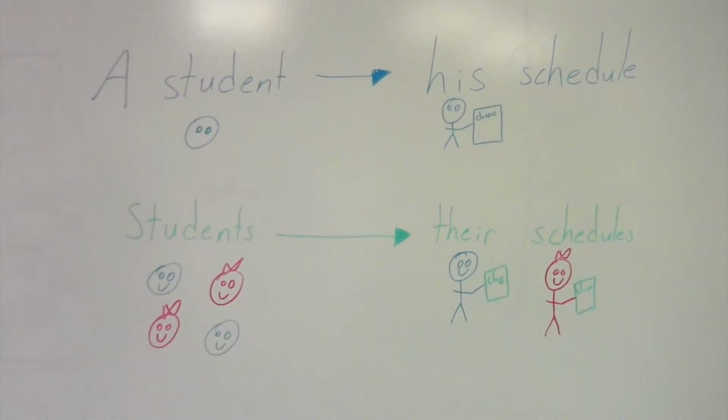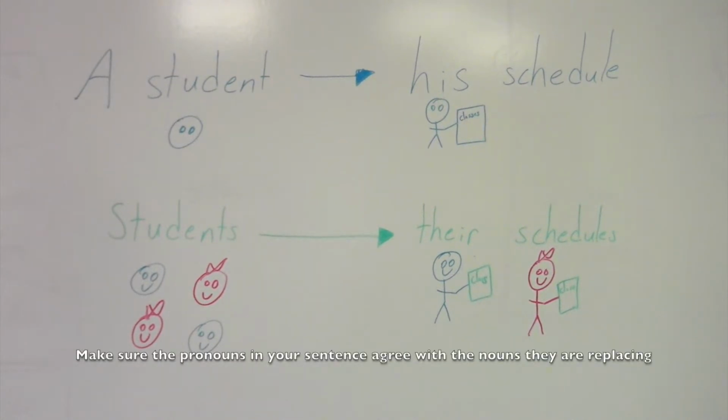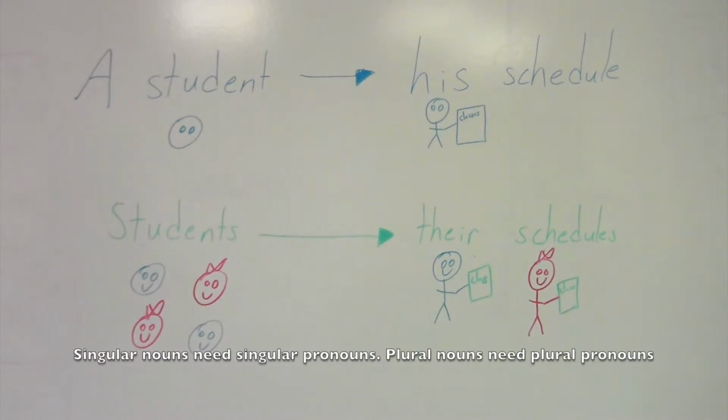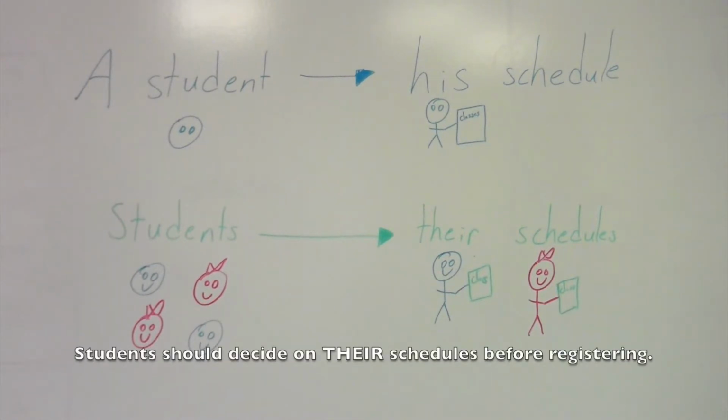When using a pronoun in place of a noun, the pronoun must agree with the plurality of the noun. So if the noun is plural, then the pronoun must also be plural. Instead of the sentence, "A student should decide on his schedule before registering," try this. Students should decide on their schedules before registering.